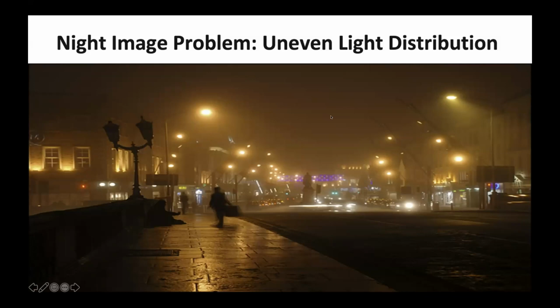And aside from glow, we also have what is called uneven light distribution. In some regions, we have very bright light, but in other regions here, for example, we have very low light. And here we also have quite low light. So this is another problem in nighttime, that the distribution of the light is not equal or not as uniform as in the daytime.